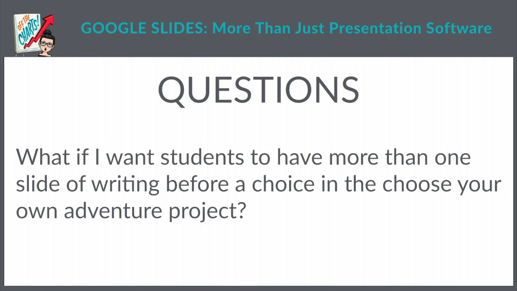So all you would want to do is just add a slide, so that you have two slides, one right after the other. And on that first slide, instead of having choice 1 and choice 2, you just have a button that says continue. So it continues on to the next slide where the students would continue writing and then they have their choice.